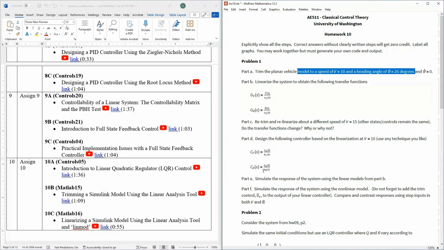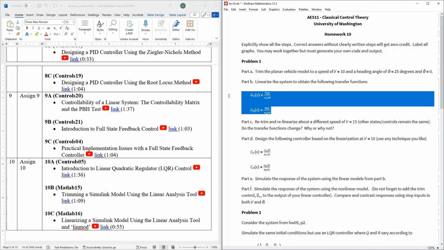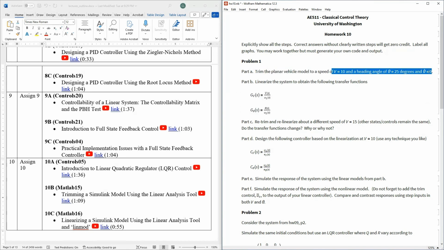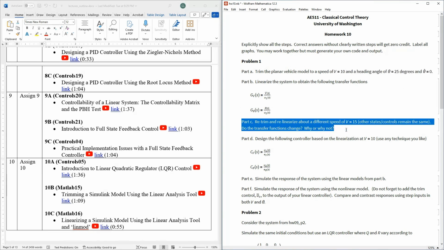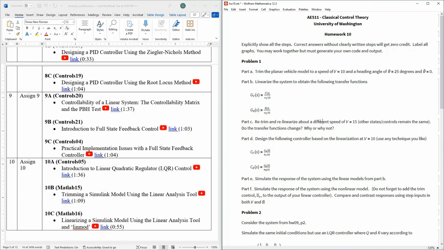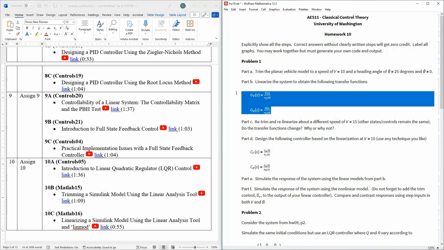Now, I'm sure the natural question that's popping into your head is, okay, you got a linear system, but this linear system is based around this particular operating point. Well, what happens if that operating point or trim point changes? That's exactly what I want to investigate in part C. What if you change the speed? Let's say instead of linearizing around 10 meters per second, you want to linearize around 15 meters per second. Do these two transfer functions change? Basically, does your linear model change as the operating point of your nonlinear model changes? That's what I'd like to investigate here.